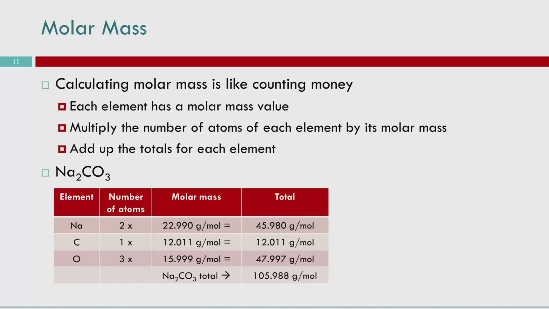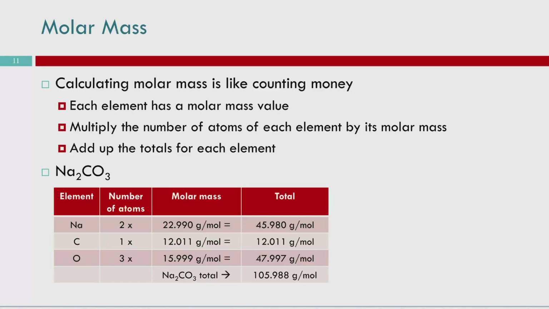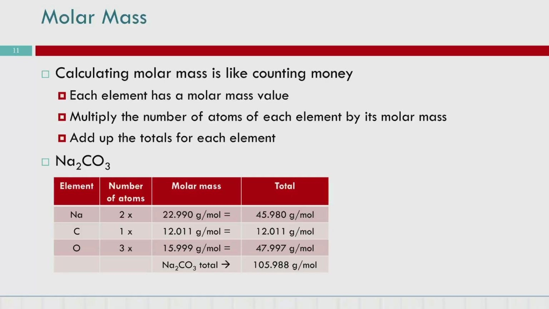Molar mass is a similar thing. It's just a little more complicated because our molar masses aren't as nice and round and even. So what we're going to do, each of our elements is going to have a molar mass. So we're going to pick out what elements we have. For Na2CO3, sodium carbonate, we've got sodium, carbon, and oxygen. How many of each do we have? We've got 2 sodiums because of the subscript of 2. We've got 1 carbon because of the invisible 1. We've got 3 oxygens because of the subscript of 3.